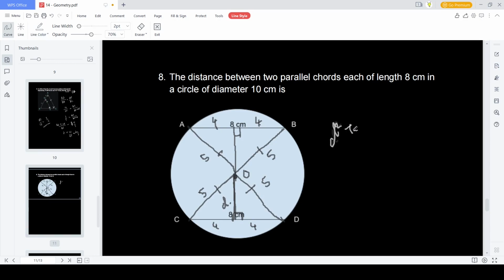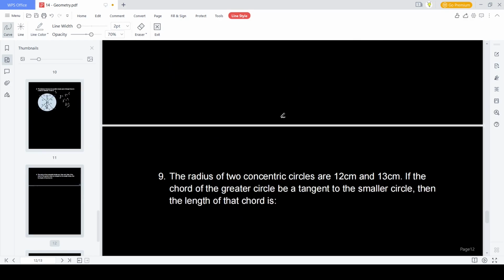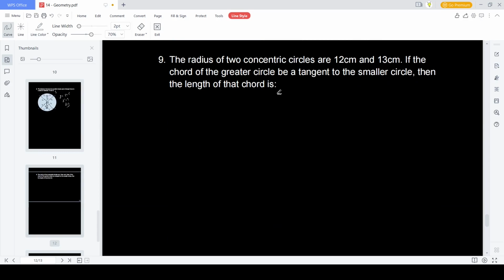D square plus 4 square is equal to 5 square, hence D square is equal to 9, D is equal to 3. So if this part is 3, then this part will be 3, hence the distance between the two parallel chords will be 3 into 2, that is 6. That will be the answer. Easy. Next question.